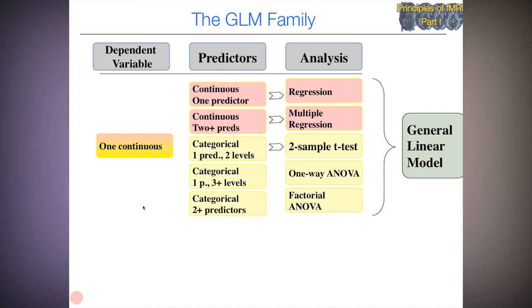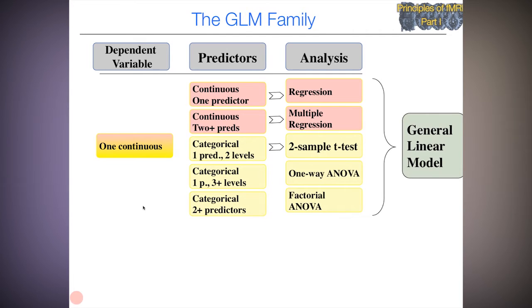So this is another view of the GLM family. They're all characterized by the presence of one continuous dependent variable, and depending on what the predictors or regressors are in the model, you're doing different kinds of tests. If you have one continuous predictor, you're doing a simple regression, one predictor, one outcome. If you have two continuous predictors, you're doing multiple regression. That's shown here in red.